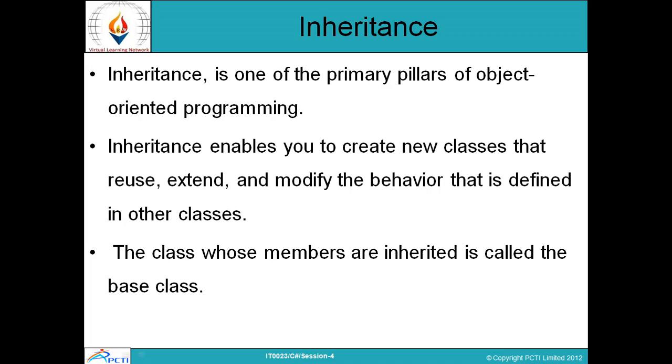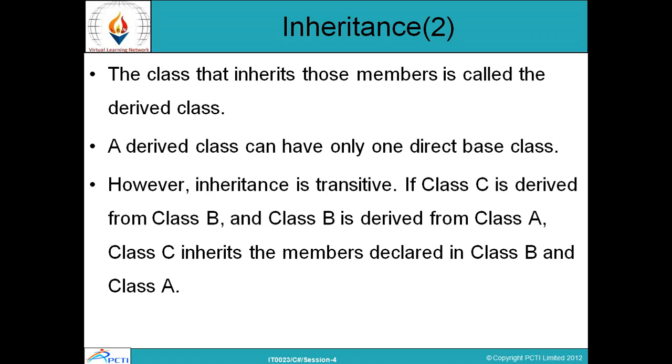First, inheritance. Inheritance is one of the primary pillars of object-oriented programming. As you know, C Sharp is an object-oriented programming language and inheritance is an important pillar of it. Inheritance enables you to create new classes that reuse, extend, and modify the behavior that is defined in other classes. The class whose members are inherited is called the base class, and the class that inherits those members is called the derived class. A derived class can have only one direct base class.